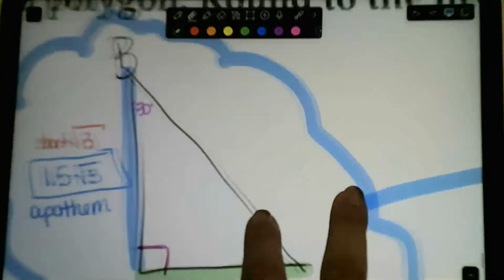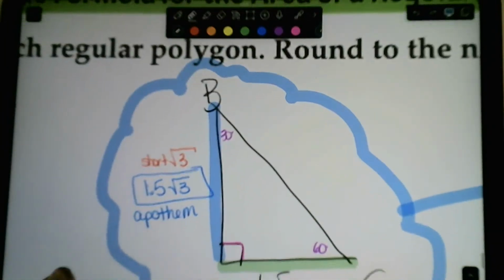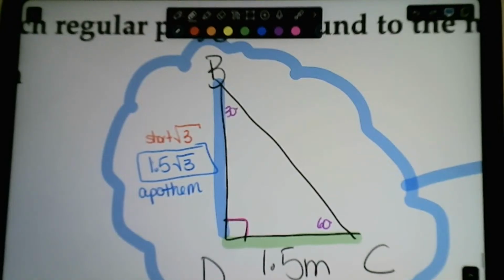So I drew that triangle out a little bigger for myself over here so that I could look at it. So, 30, 60, 90 right triangle. I've been given the measure of the short side. I can use my special right triangles to avoid more messy Pythagorean theorem. And I found the length of B to D, which was the apothem and the only length I needed. I did not care about the hypotenuse of this triangle.